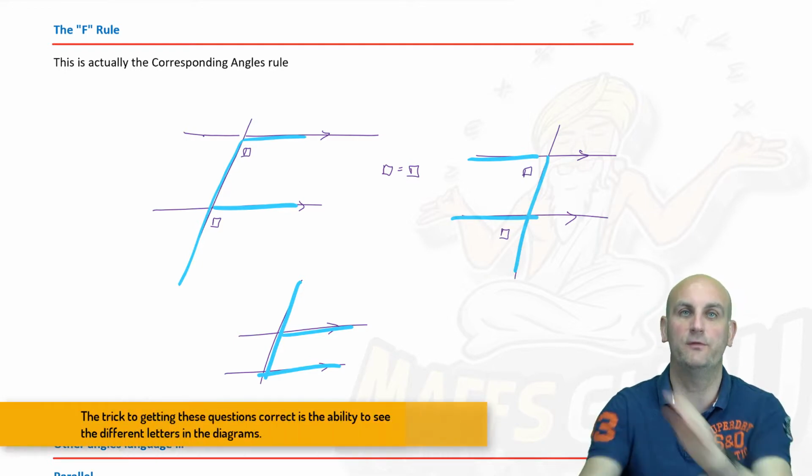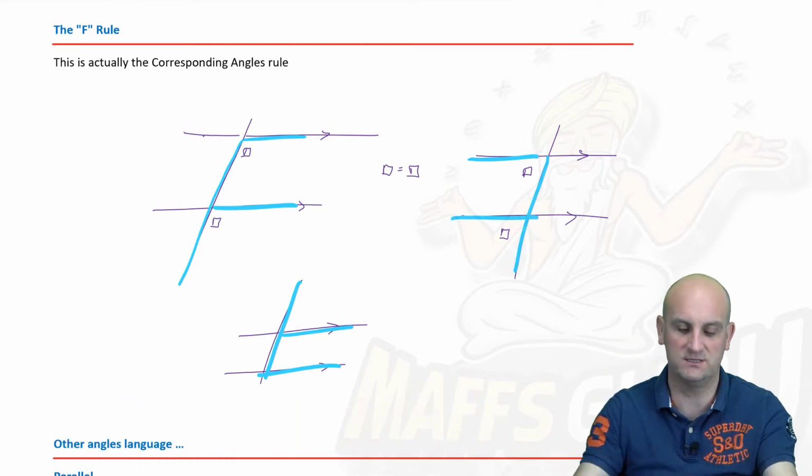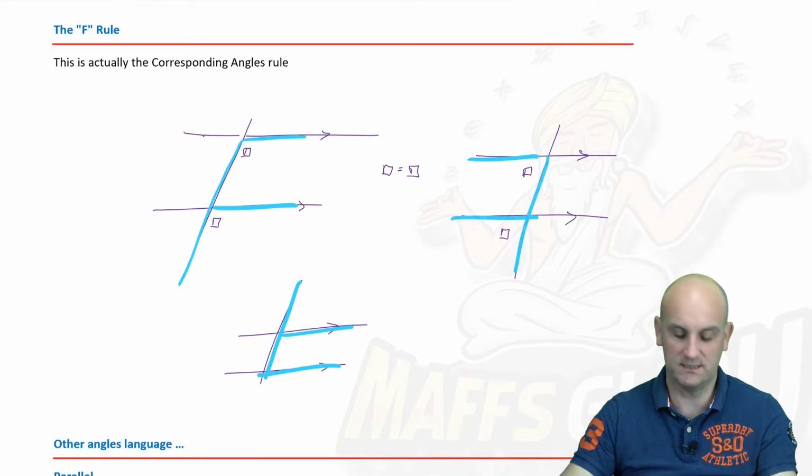So we recap. We've got the X, opposite angles the same. We've got the Z, corners are the same. We've got F, the corners are the same. The only one that's different is the co-interior.